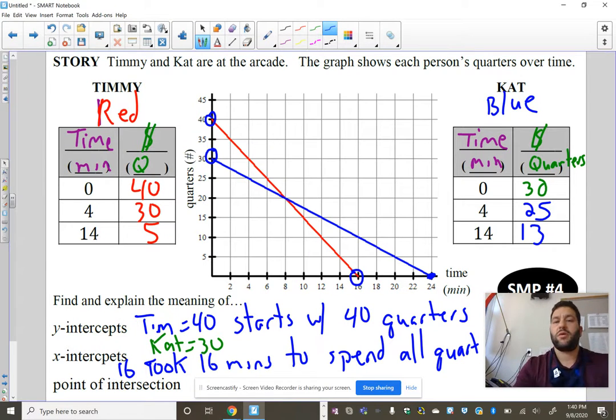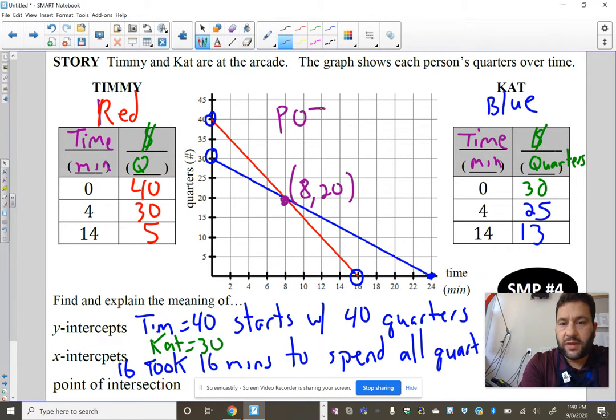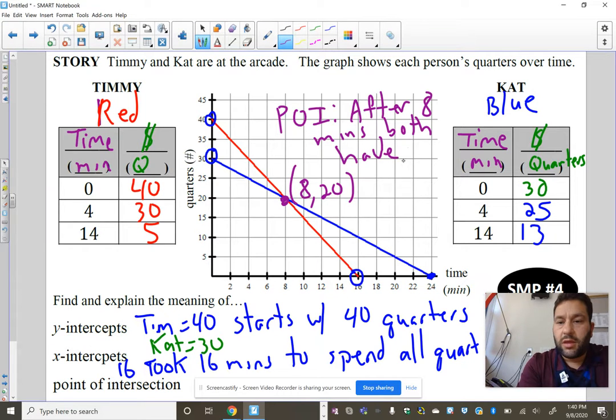all her quarters. Now, the last thing to look at is their point of intersection, which is at the point 8, 20. Okay, what does that mean for a point of intersection? So I'm going to write up here point of intersection. And what that means is after 8 minutes, both have 20 quarters left.